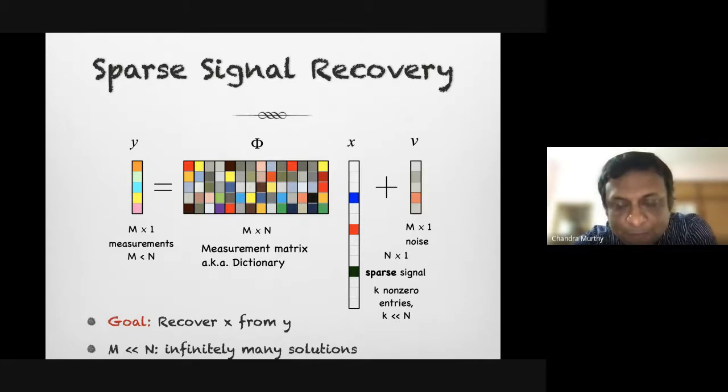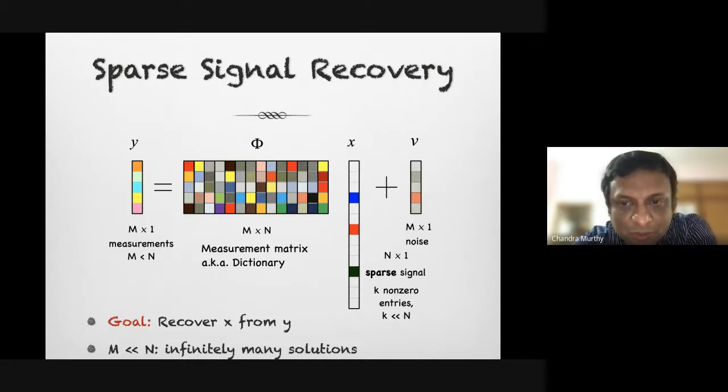So the point is basically, can we use the fact that most of the entries of x are 0 to recover x uniquely, given these observations y and also the measurement matrix phi. Those two things, y and phi, are known to you. You don't know x and you don't know v, but usually you're not trying to recover noise. You're only trying to recover the vector x.